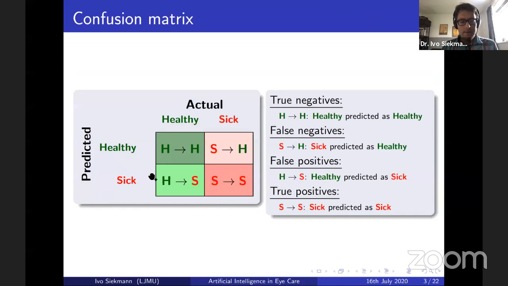On the second row, we have patients that are predicted as sick. Here we have healthy patients that are predicted as sick, so we have made a different type of mistake. And on the lower right, we have sick patients that are predicted as sick. These types of entries in the confusion matrix are called the true negatives, the false negatives, the false positives, and the true positives. And based on these numbers, we can assess how well a machine learning method works.